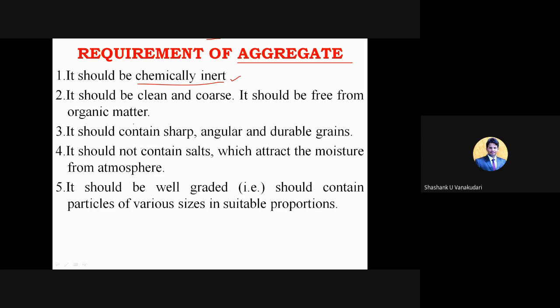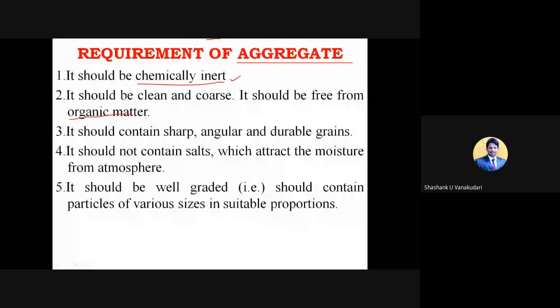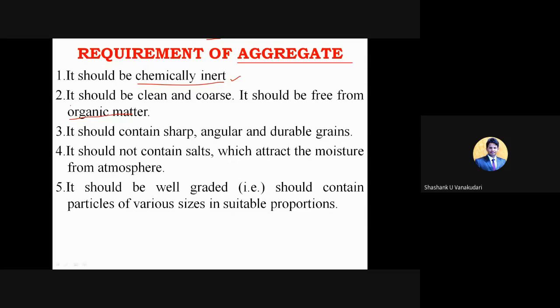Then it should be clean and coarse, and it should be free from organic matter. Basically these coarse aggregates can be extracted from the earth's surface, right? So it should be free from organic material like vegetable growth that may be attached to it, so it should be clean as well as coarse. Coarse in the sense the aggregates should be in a large size, so that you can later divide or crush it as per the required size.